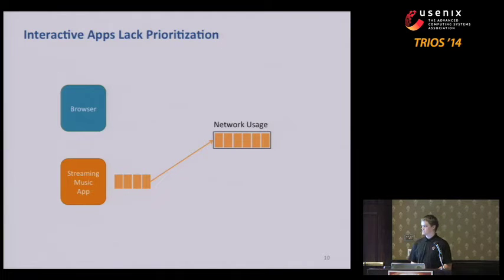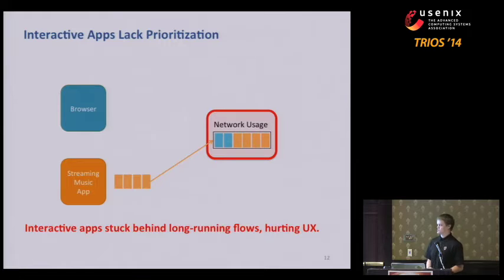One other conflict here is between interactive apps and streaming apps. You may have a browser that sends smaller, burstier requests, but they want them to be handled quickly so the user can see a fast page load. But they get caught behind a long queue of packets from these streaming music apps, which inflate the page load times.